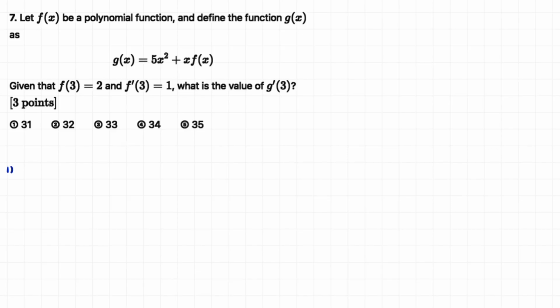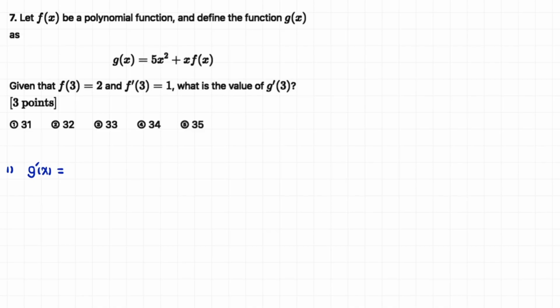First, let's start with the left-hand side. If we differentiate g of x, we get g prime of x. Now for the right-hand side, we have 5x squared plus x times f of x. Let's take it step by step. The first term is 5x squared.